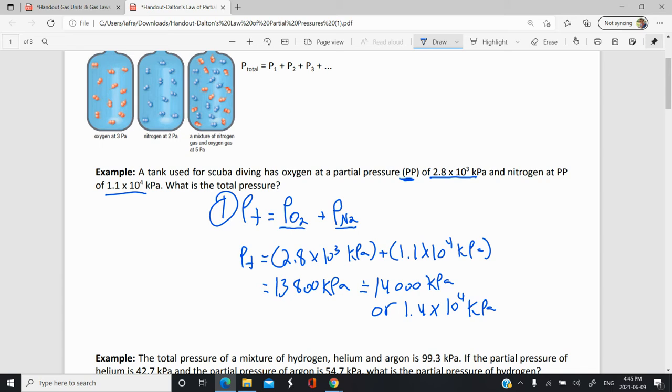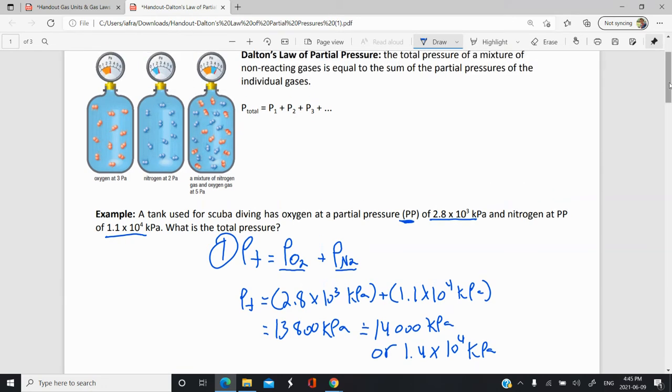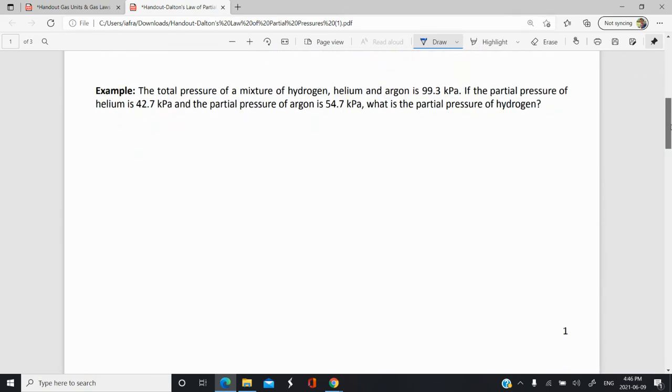In the starting visual example, if we want the total pressure, we would do the partial pressure of the oxygen plus the partial pressure of the nitrogen. In this case, it would have been 3 pascals plus 2 pascals gives you 5 pascals. Let's go ahead and try our next example here.